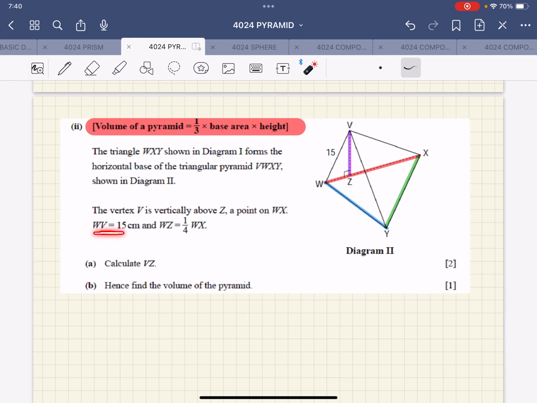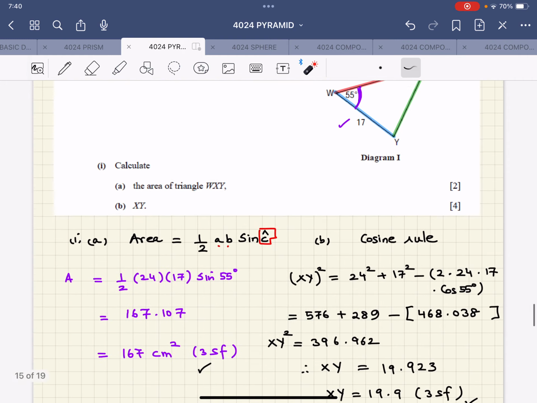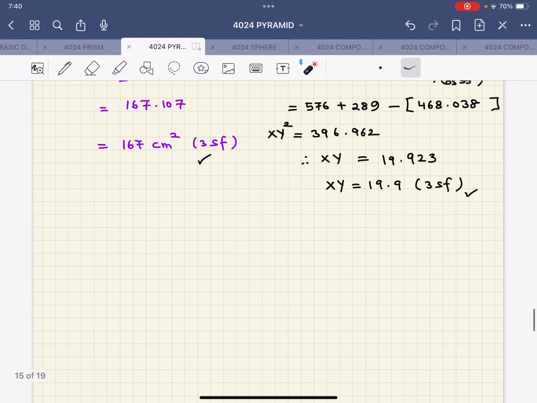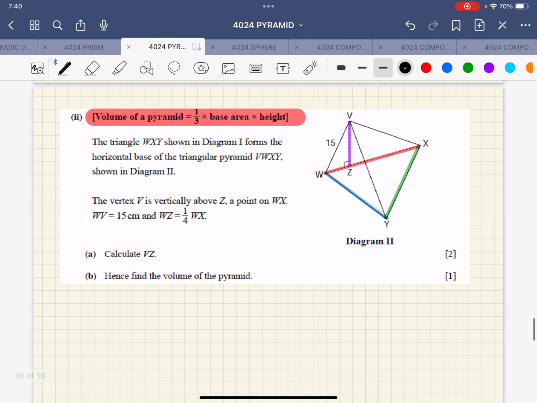WV is 15 centimeter. That is the height. WZ is 1/4 of WX. Now how much is WX? WX is 24. So let me write this thing over here, something very basic. WZ is 1/4 of WX, which is 24, which comes out to be 6 centimeter. This is WZ.